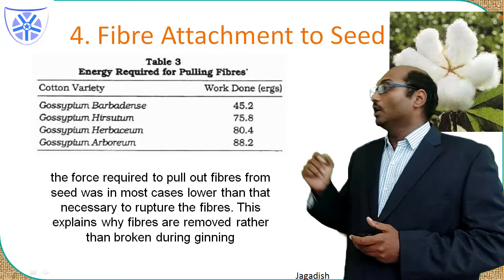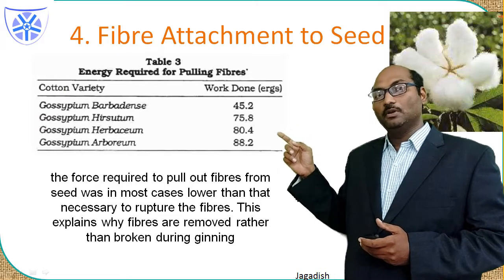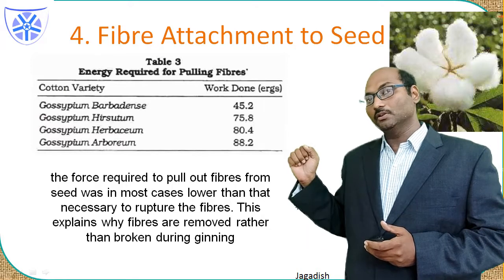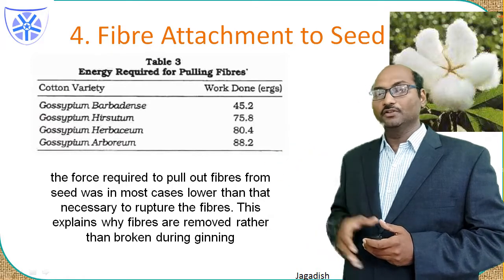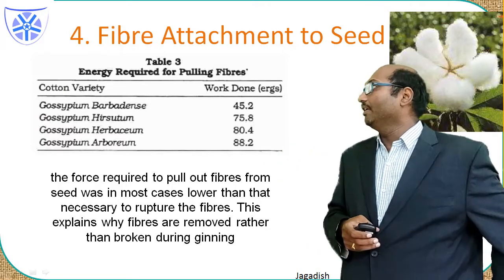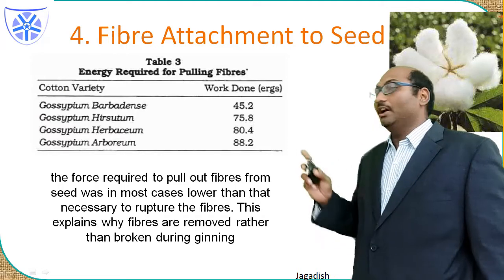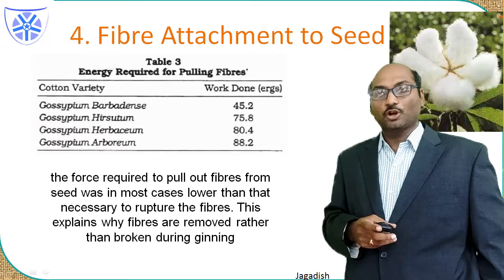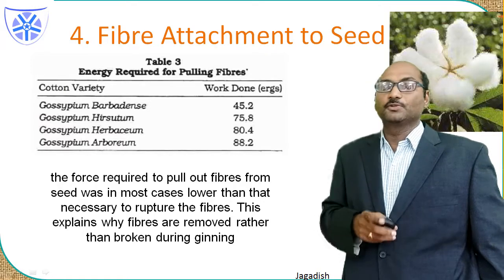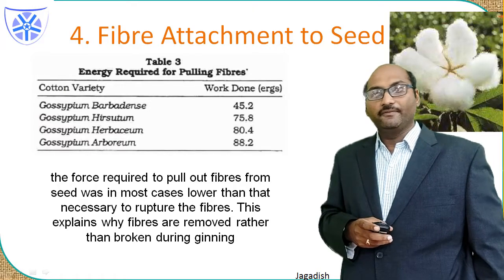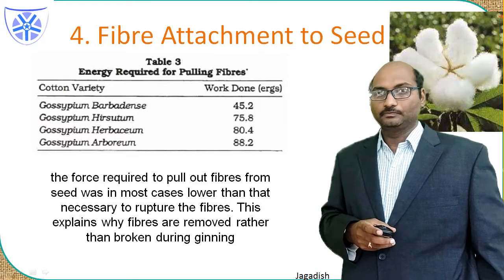And Gossypium hirsutum and herbaceum are the medium staple cottons, like Asian cottons, which require a little more force than the normal one. And Gossypium arboreum is a short staple cotton, short to medium staple, and these are generally referred to as American cottons.